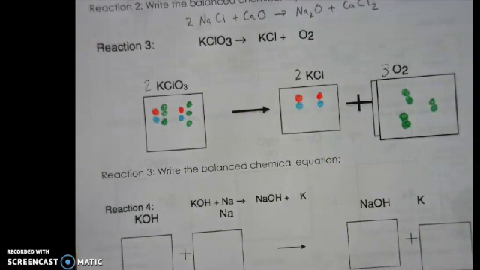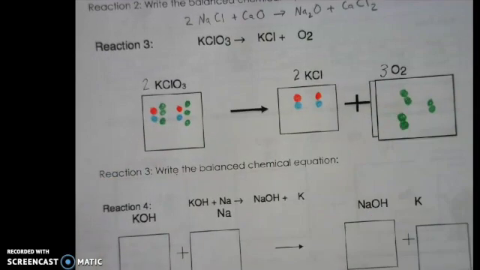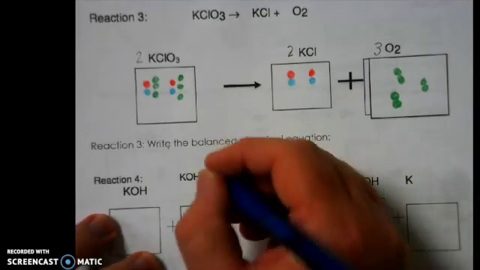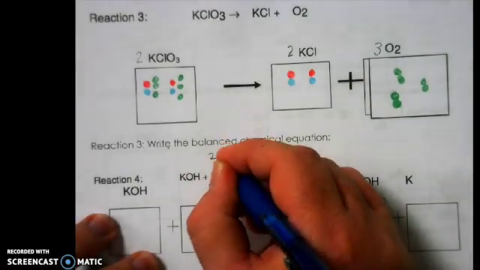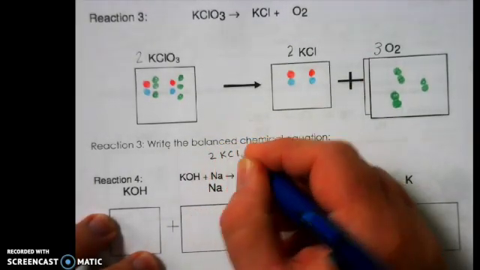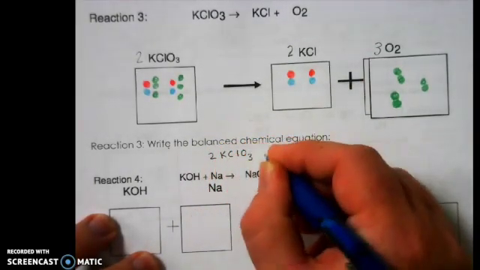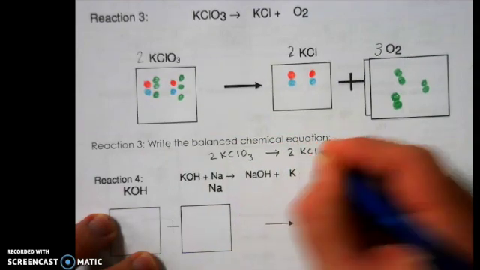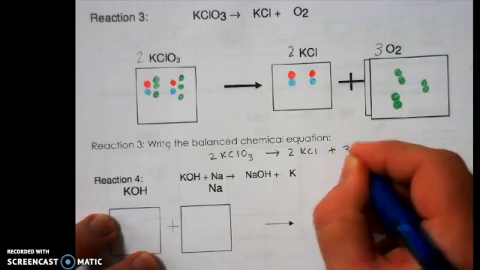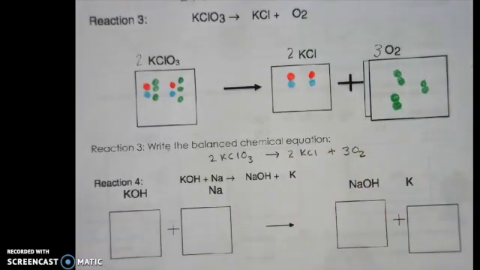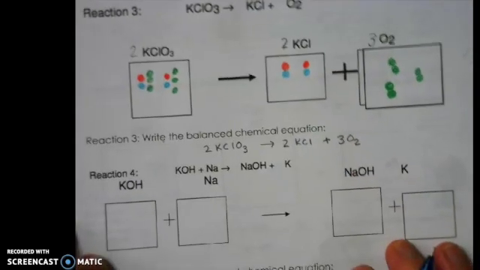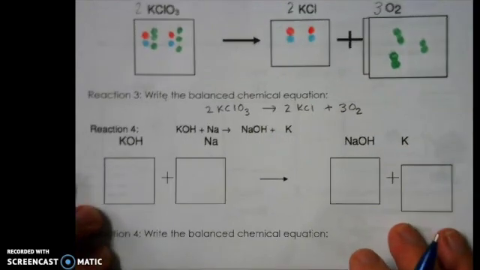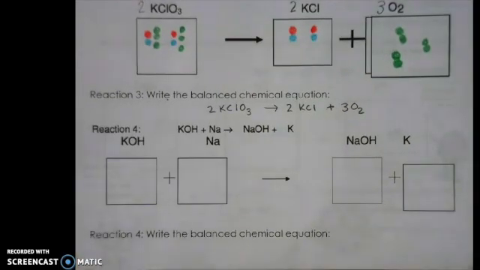So I'm not going to do it with the candies from here on out in interest of time, but you can do that with the candies if you like. And so our final equation is 2 KClO3 is going to yield 2 KCl plus 3 O2s. And now let's move on to reaction number 4.